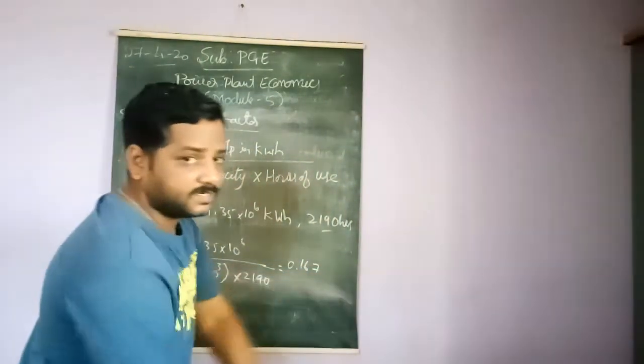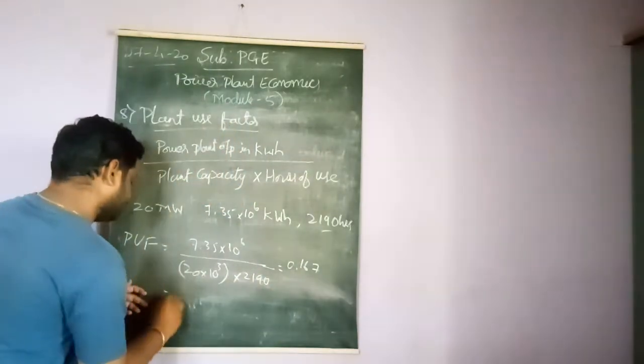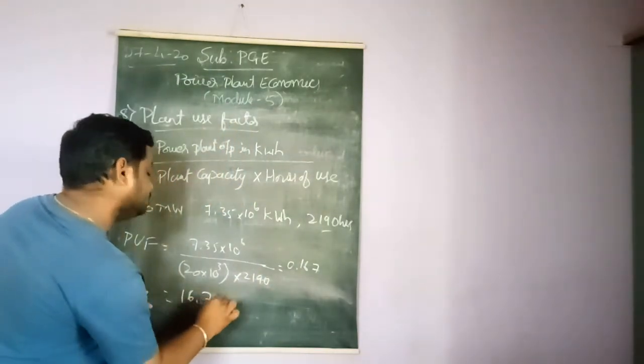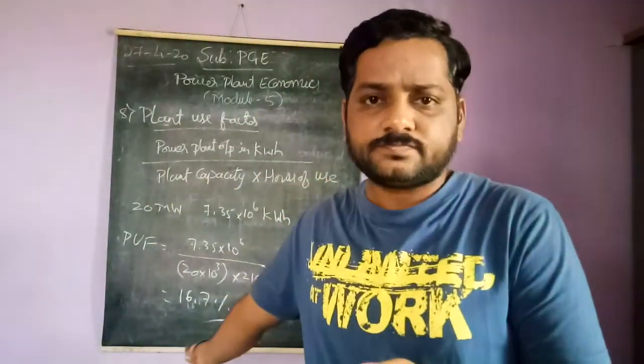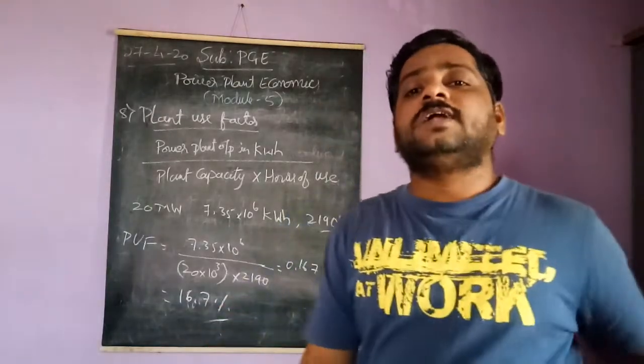If you multiply it by 100, we get it in terms of percentage. So the percentage of utilization is 16.7. We are making use of the power plant, only 16.7% of it has been used in a year. That is called the plant use factor.